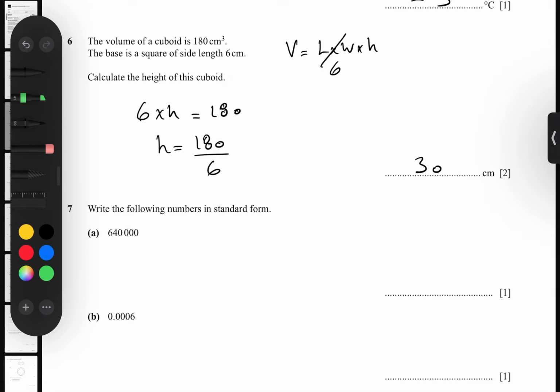Okay, sorry about that. It's actually going to be 6 times 6, which is 36, right? Because the length times width, and in this scenario, since it's a square, the length and the width are going to be the same thing. So 6 times 6, 36. That means 180 divided by 36. 180 divided by 36 would be about 5 centimeters. That's the height of this cuboid.